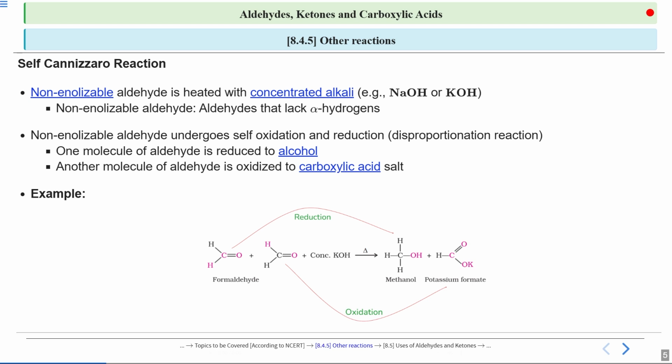So if you look at this reaction, formaldehyde is getting reduced to methanol, whereas one molecule of formaldehyde is getting oxidized to form potassium formate, which is a carboxylic acid salt. So both reduction of formaldehyde to alcohol and oxidation of formaldehyde to carboxylic acid salt are taking place. So this is a kind of disproportionation reaction, and this is what happens in the self-Cannizzaro reaction.